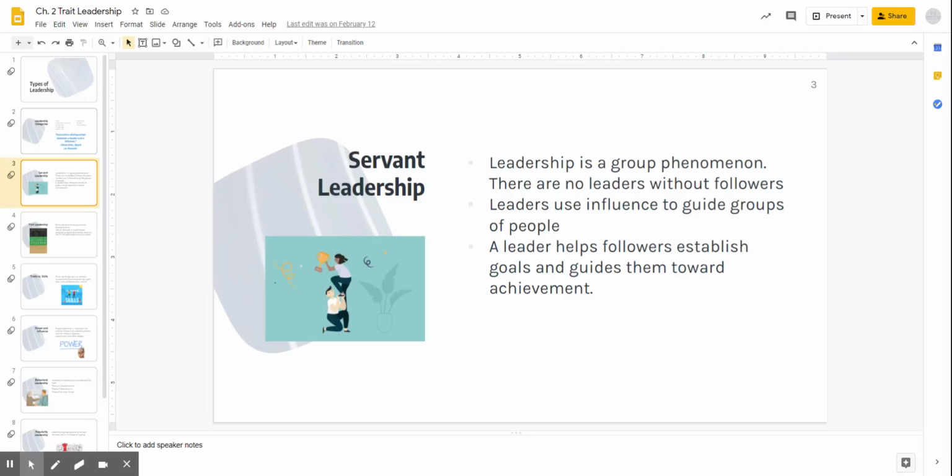When you think about leadership, you have to have followers or a group in order to be a true leader. Leadership is a group phenomenon. There are no leaders without followers. So those leaders have to use influence to help guide those groups of people. Many times, the leader will help establish goals, guide them towards achievement, pick them up when they're down, and walk them through different processes, to really make it so they're able to be truly successful with what they're doing.